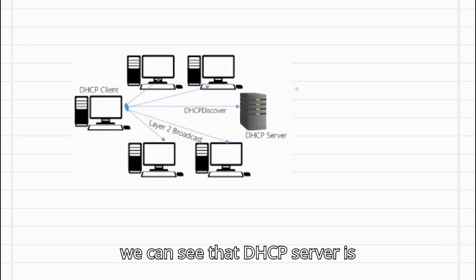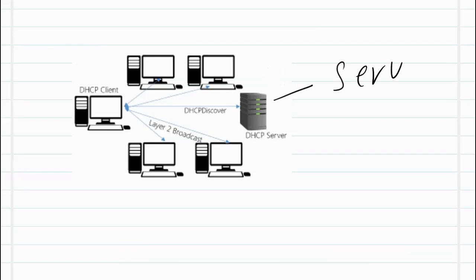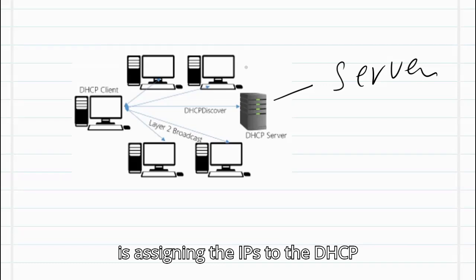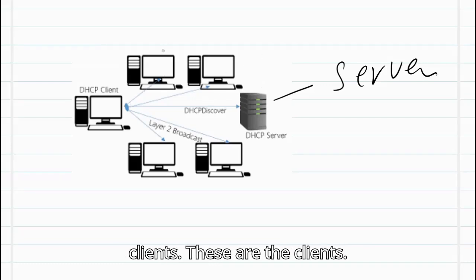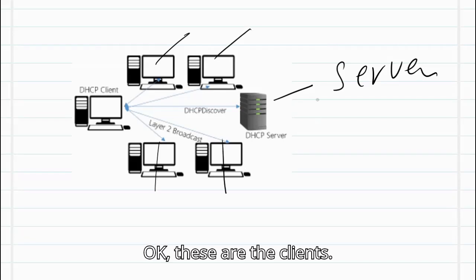Here we can see that the DHCP server is assigning the IPs to the DHCP clients. These are the clients.